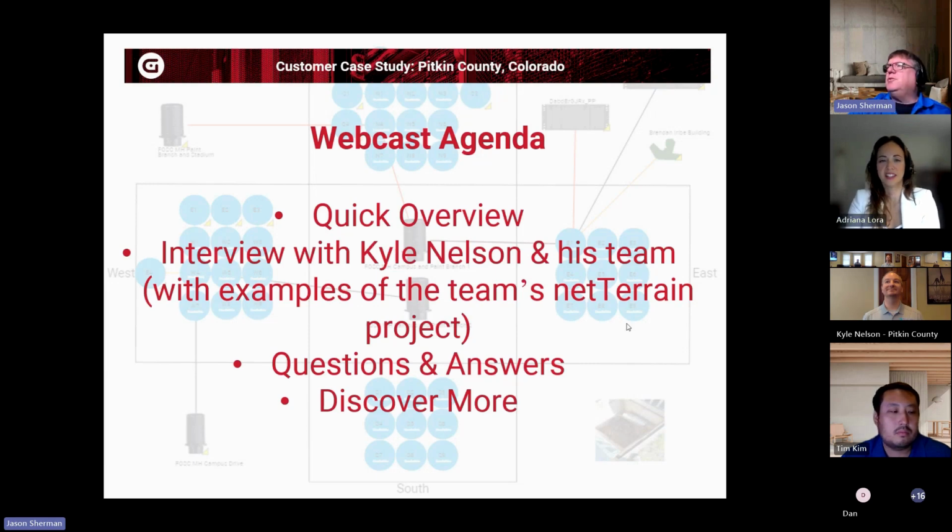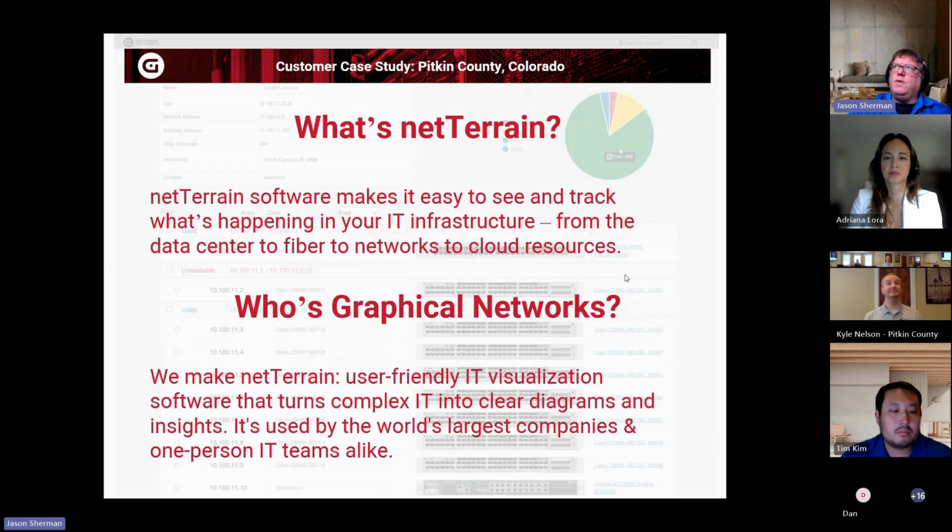As was mentioned, I am Jason Sherman, Graphical Networks. I do pre and post sales stuff, show people netTerrain, how to use netTerrain, answering technical questions, things like that. And then post sales from the standpoint of helping implementation, support, and that type of thing. So I've been here a long time. But as was mentioned, the core of this is going to be really talking with Kyle about his project in Pitkin County.